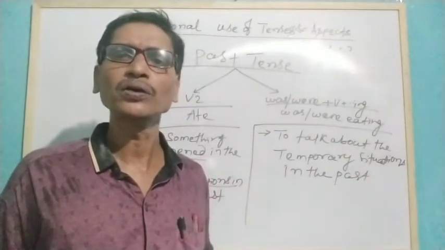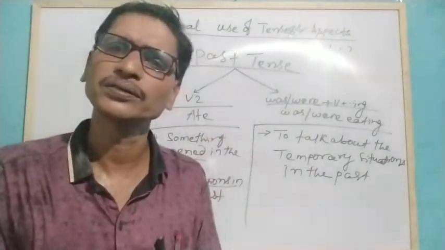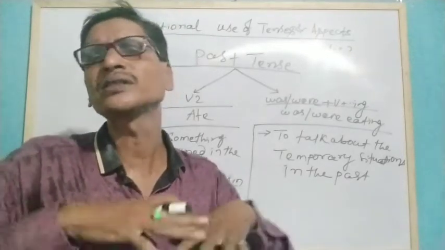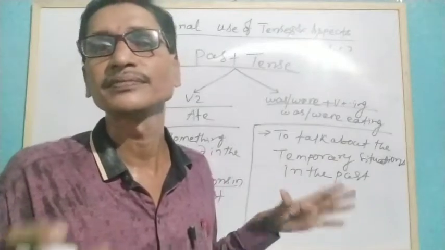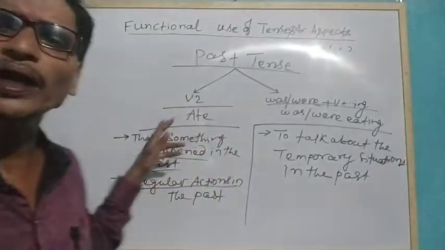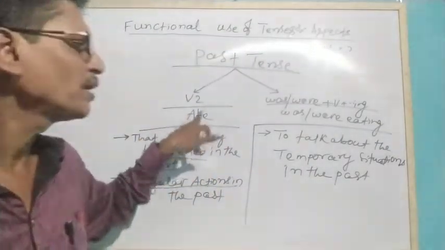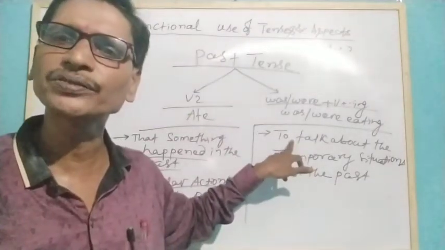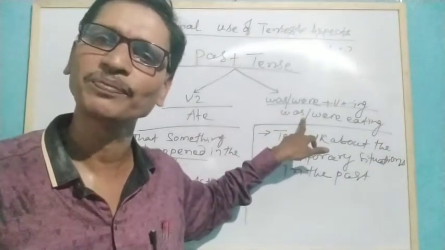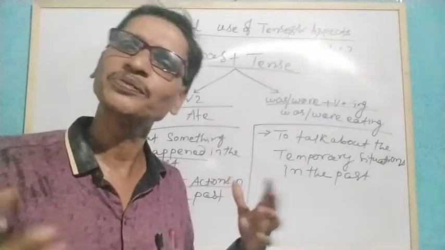Okay? So, last week I went to my uncle's house. That time my auntie was suffering from fever. It was temporary. Understand? So, when we talk about regular action in the past or something that happened in the past, we use the verb second form, and when we are talking about temporary situations in the past, we use was plus verb plus ing form. This is the functional grammar we should remember to use with confidence.